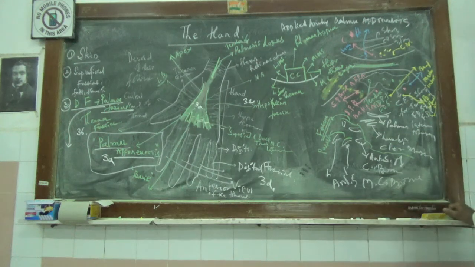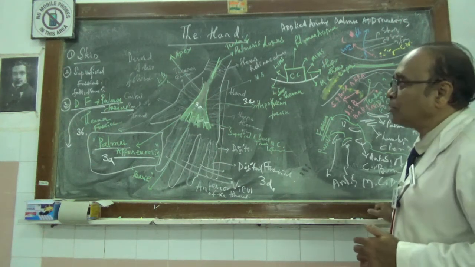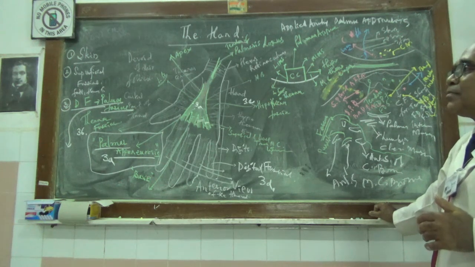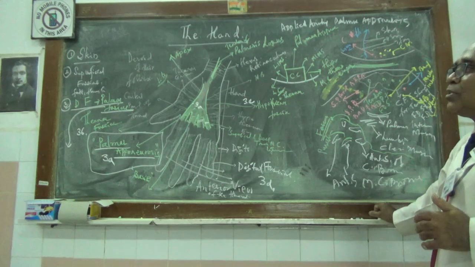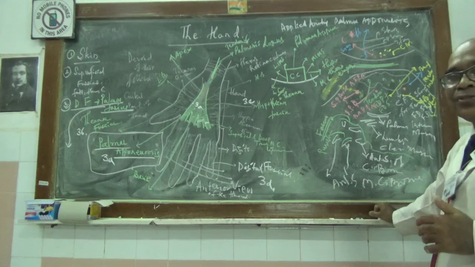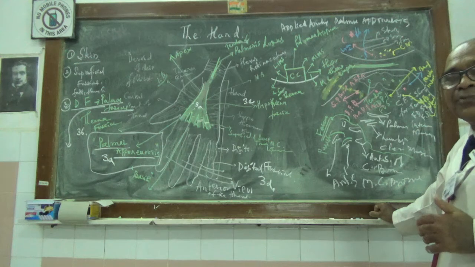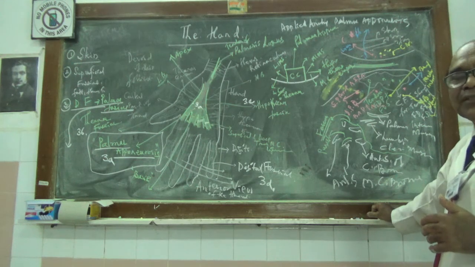So with this, I will finish about the hand, especially the skin, how it is, the superficial fascia, how it is, how it differs from front to back, not only the skin and the superficial fascia in those regions, but also the fascia of the hand, especially the front part and the back part.